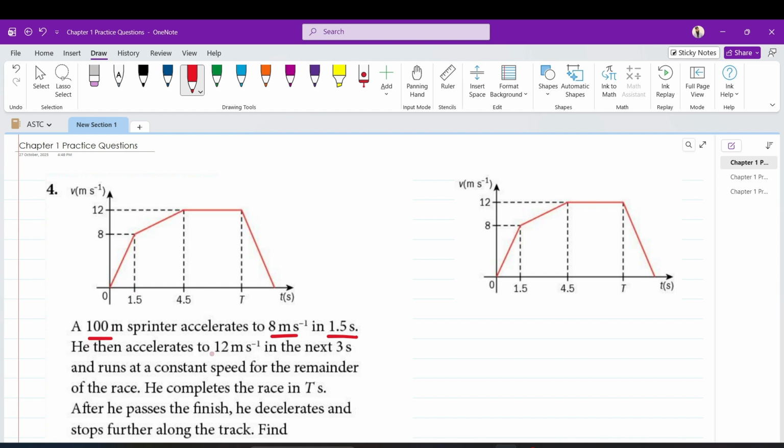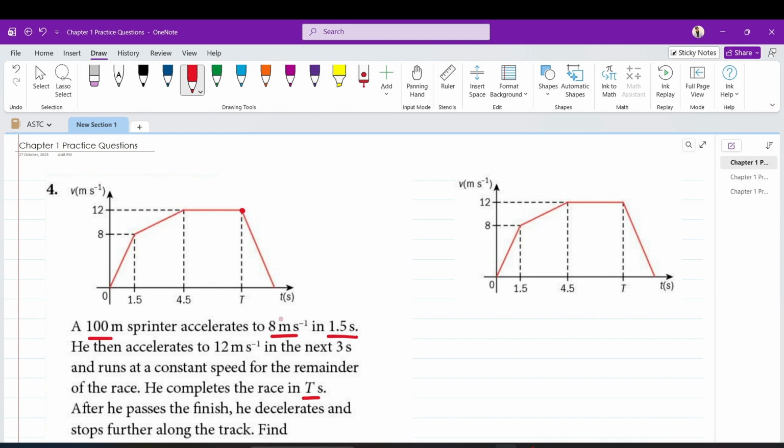He then accelerates to 12 meters per second in the next 3 seconds. So in the next 3 seconds, his final velocity is 12 meters per second, and he runs at a constant speed for the remainder of the race. So that's the constant speed. He completes the race in t seconds. After he passes the finish, he decelerates and stops further along the track. So this is the point where he finishes the race, and now he's decelerating and eventually he stops.